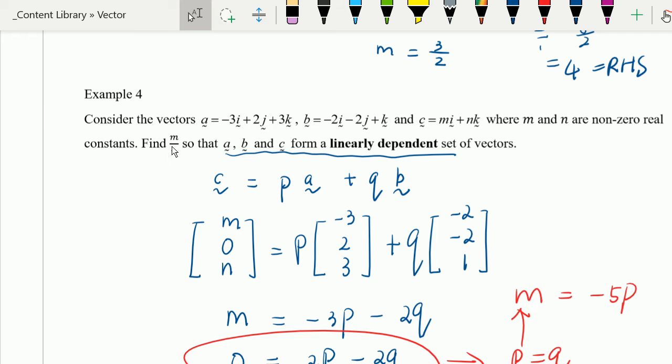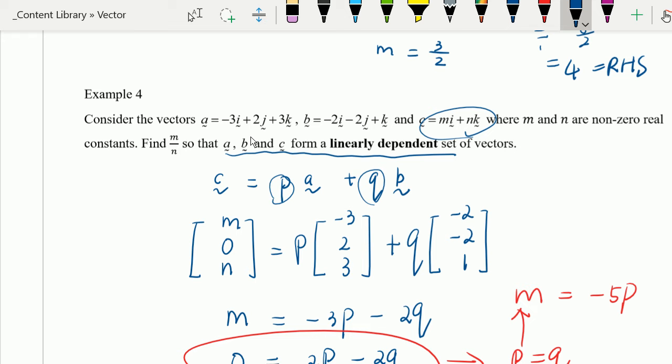So we have A, B, C like this, and then we say A, B, C, they are linearly dependent. So we can set up the equation like C equals PA plus QB. We no longer use m and n in these two places because m and n are already used in C. So we can set up the equation like that.